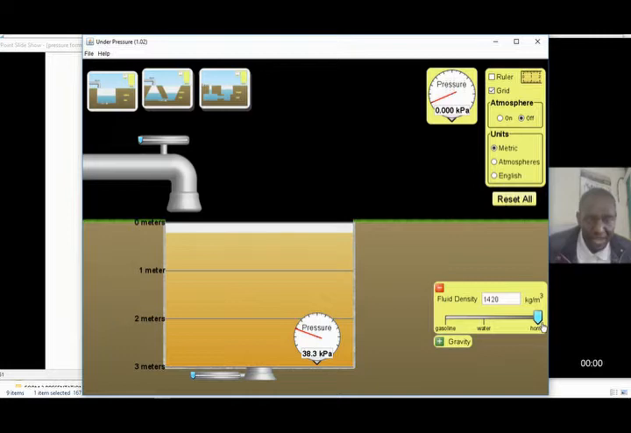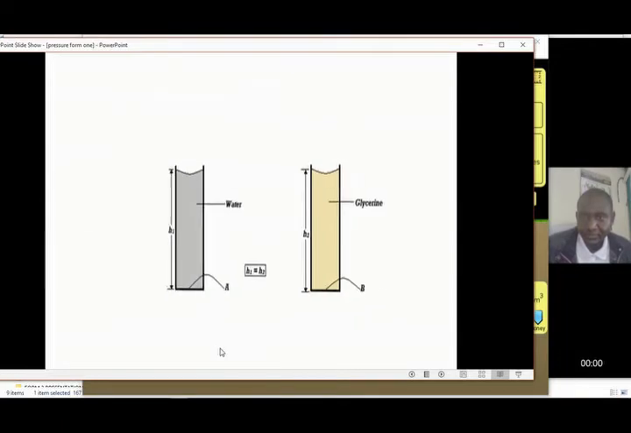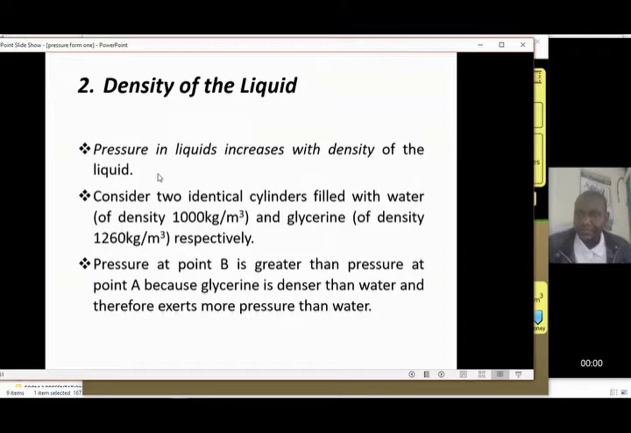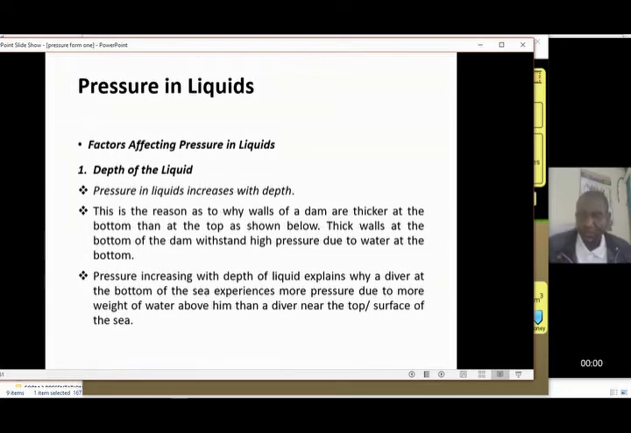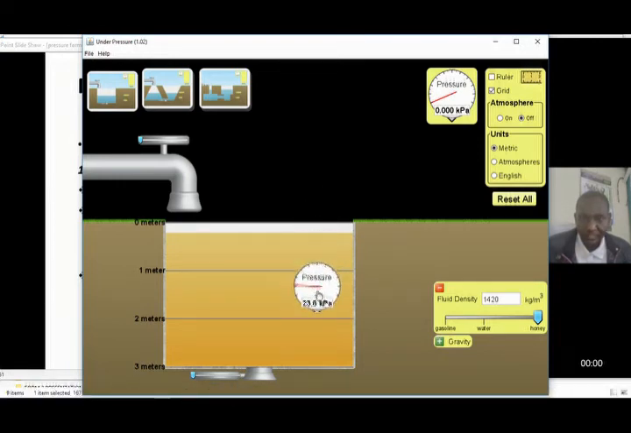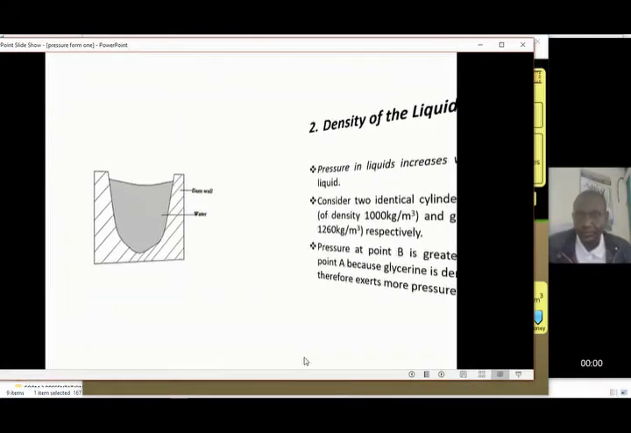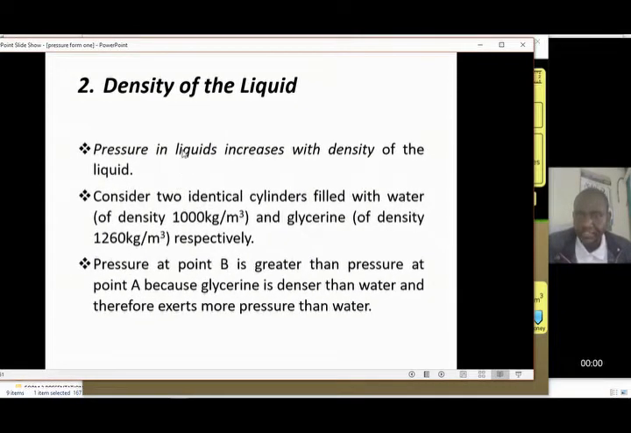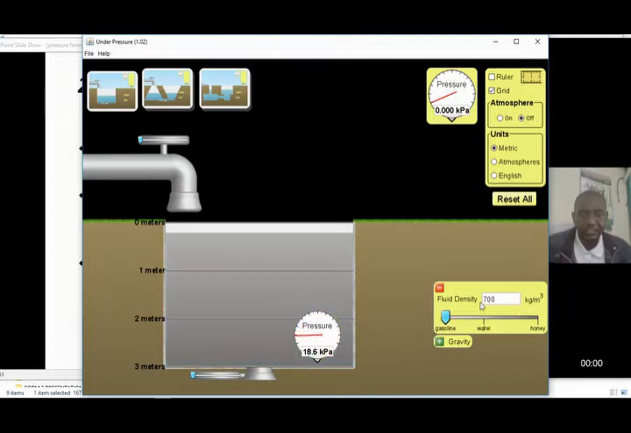27. You see? For honey, 38. So what are we saying now? That pressure, number one, the first factor, depth, where we saw as it goes down, pressure increases with depth. Number two, pressure increases with increase in density. We have considered two identical, we have considered the level here, and you have seen increase in density increases pressure.